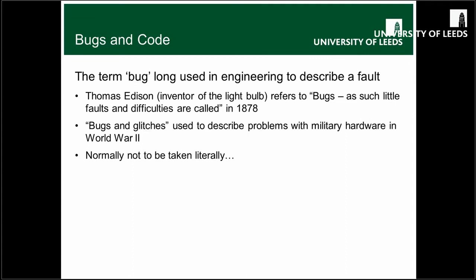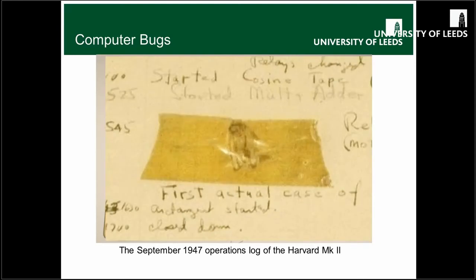Of course, bugs are not normally to be taken literally, but there's this rather famous example from just after the Second World War, from the operations of the Harvard Mark II computer. This is right in the very earliest days of computing, and this records the discovery of a bug in the computer. It was literally a bug that had got in and caused one of the valves to blow, and thereby caused the computer to generate a fault.